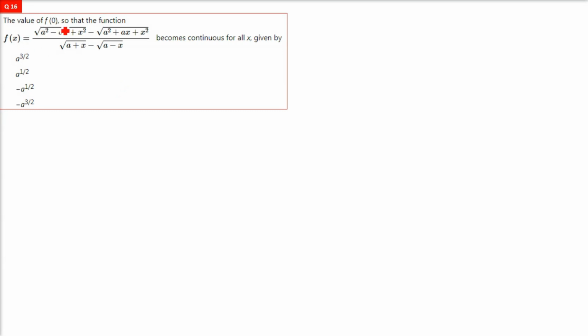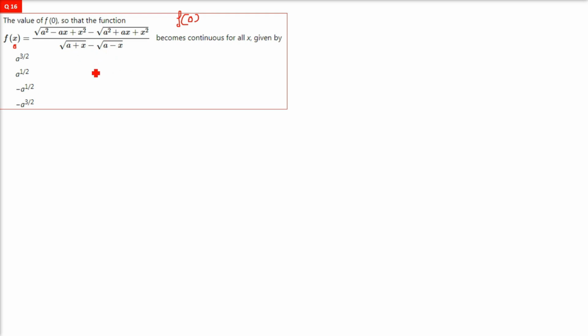The value of f(0) so that this function becomes continuous for all x, this is given by. Now we have to find out f(0). How are we getting f(0)? Because we have to take the limit of f(x) as x tends to a, which is 0 here. So f(0) basically we have to find out. So it is a limit only.